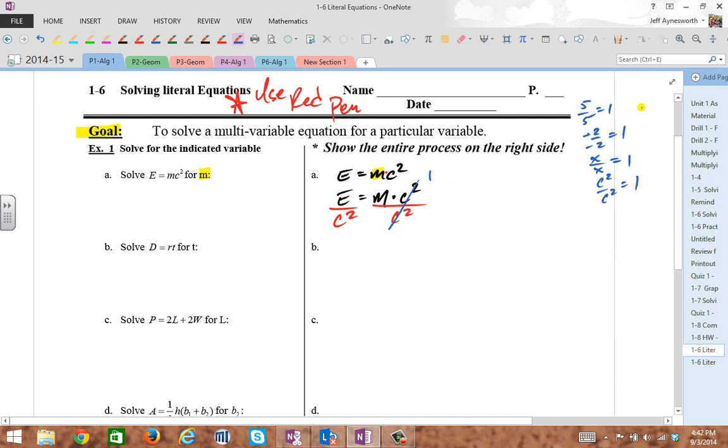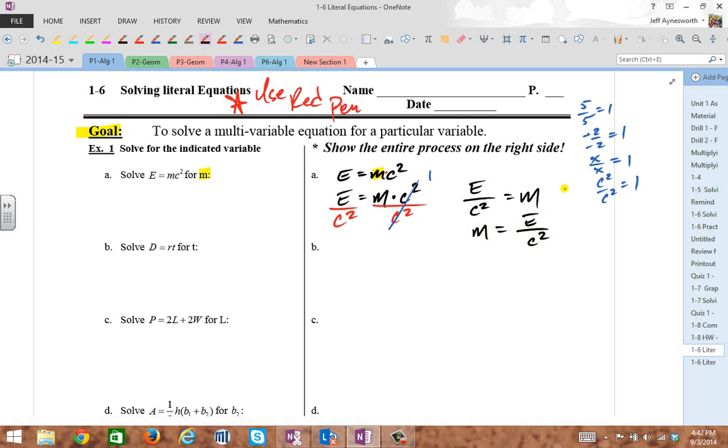All right, those are basics. So this is 1 here, and what do we get? Well, we get energy divided by speed of light squared equals mass, or E divided by c squared is equal to m. Or if you want to switch the order, m equals energy divided by c squared, or speed of light squared. You can go ahead and switch the sides of the equation as you want. Okay?